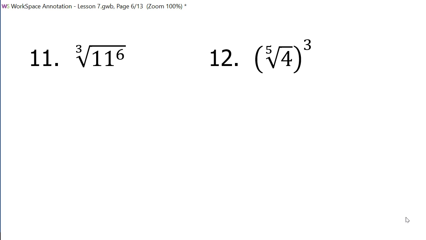Number 11, what's the base? 11. What's the power? 6. What's the root? 3. Now, this does simplify, but we're not simplifying. I want to see all 3 of these numbers in your answer.